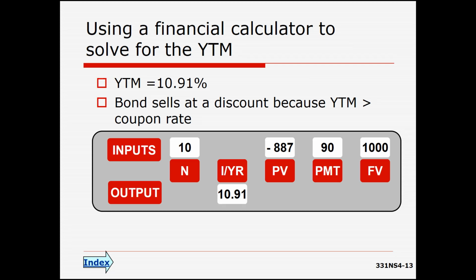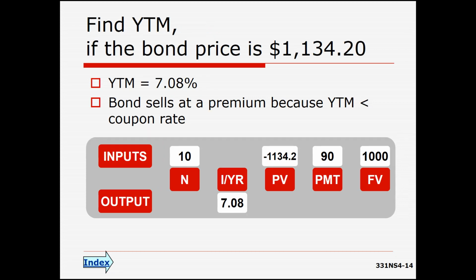Solving our example, we find IY is equal to 10.91%. This makes sense since the bond is selling at a discount, $887 versus $1,000, so the yield to maturity, the market rate, should be greater than the coupon rate. Remember the sign convention on the calculator. Easy way to remember it with bonds is we pay the present value, negative, so that we can receive the payment, positive, and the face value, positive. Continuing the example, if the same bond is selling for $1134.20, then the bond is selling at a premium. So the yield to maturity should be less than the coupon rate, which it is, 7.08.